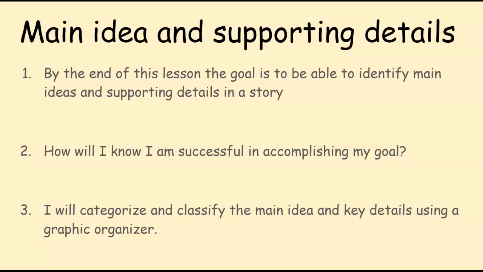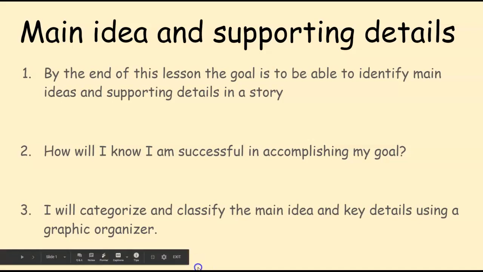We are going to review something very important that we learned in kindergarten, and we will be using this all year long in first grade as well. We're going to talk about the main idea and supporting key details. By the end of this lesson, the goal is to be able to identify main ideas and supporting key details in a story. So, how will you know when you are successful in accomplishing your goal? You will be able to categorize and classify the main idea and key details using a graphic organizer.